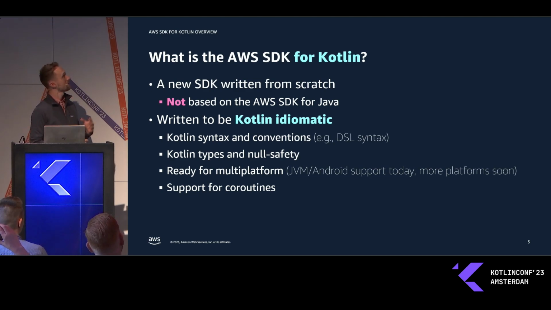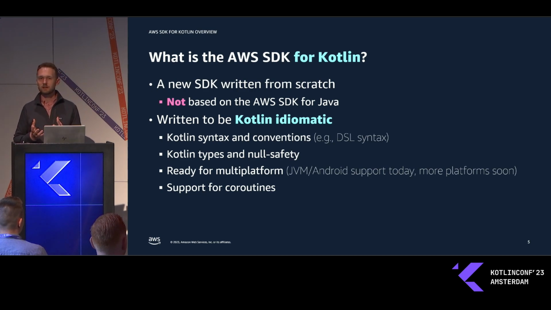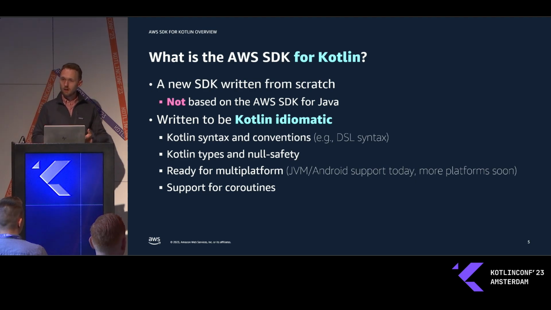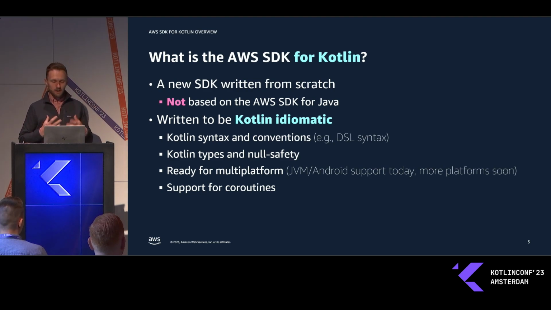It uses the best Kotlin types and null safety from the Kotlin type system and the standard library to strongly model data as well as possible. It's built to be ready for multi-platform. It supports JVM on the desktop and on Android today, but we hope to be adding support for more platforms soon. And then it's got support for coroutines built in. Every operation that you can invoke against an AWS service is a suspend call, which sets it up nicely to play with Kotlin's cooperative multitasking.